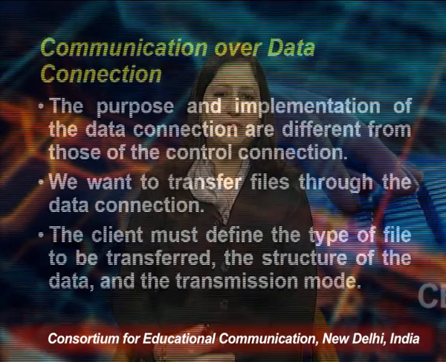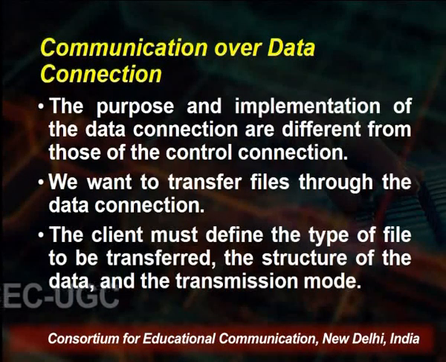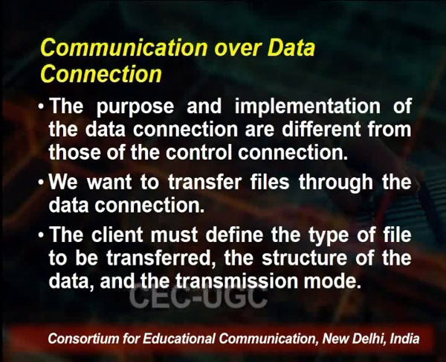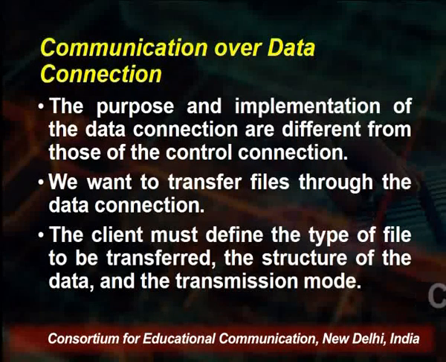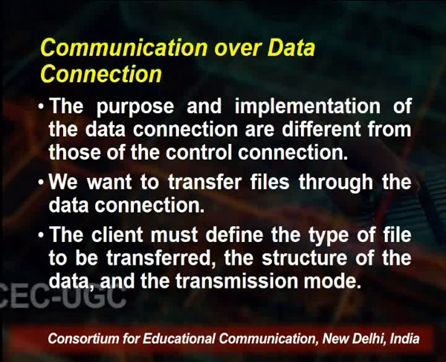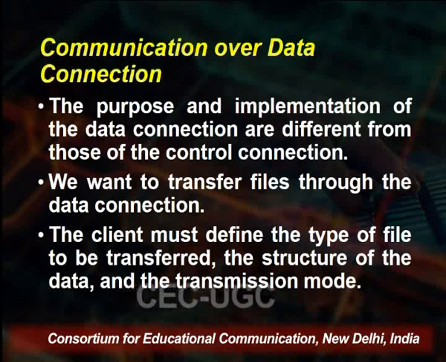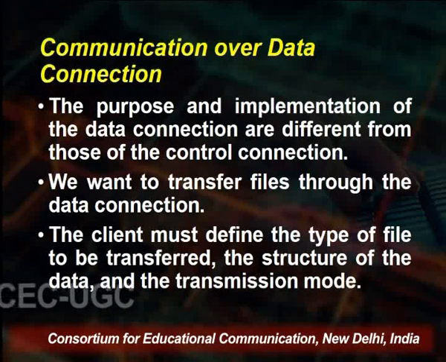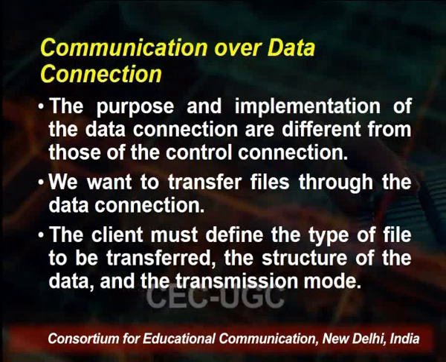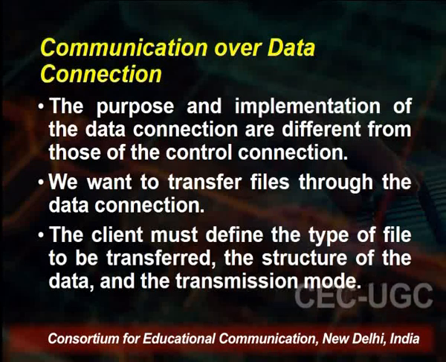Now, how will communication over data connections happen? Basically the purpose now is different. Communication on a control connection is for status updates and control information, but on a data connection, the transfer of files is going to take place. The client has to define three things when the file needs to be transferred: what is the type of the file to be transferred, what is the structure of the data, and what will be the transmission mode.